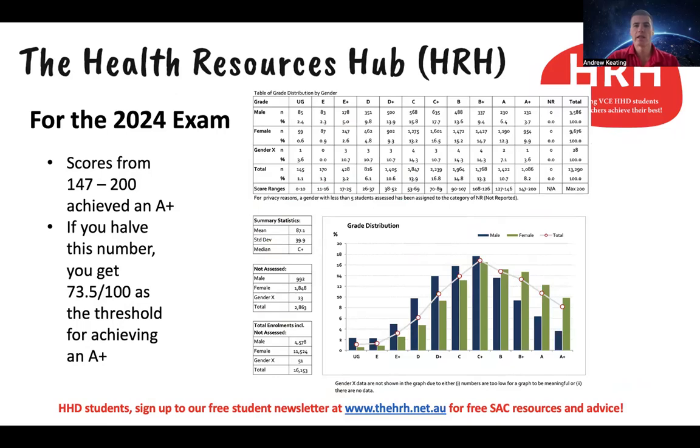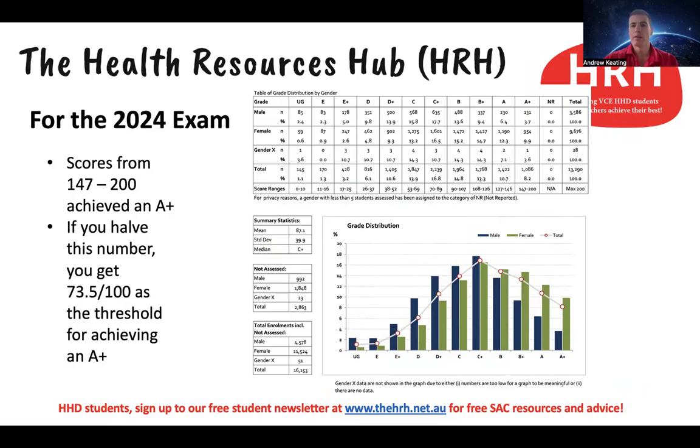Okay, so you can see here some of this data that I was mentioning has recently been released, and I'll help you interpret this information here. There's a table here looking at the grade distribution for the HHD exam in 2024. Over here for an A+, they give you some information about males, females and gender X, and then the total information. Down the bottom, they tell you what the score range is.